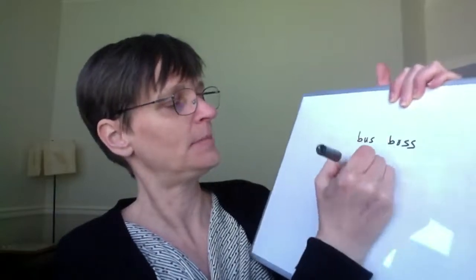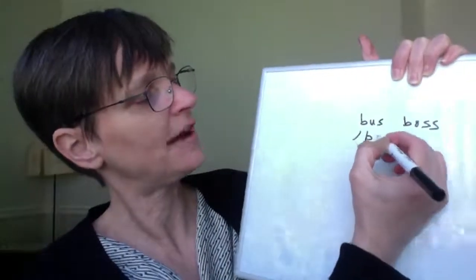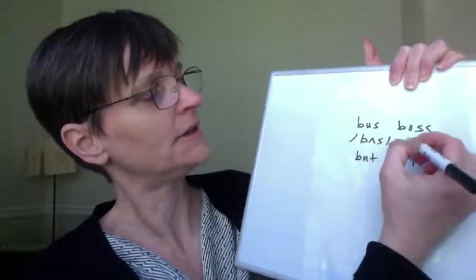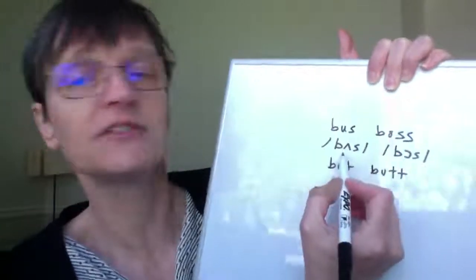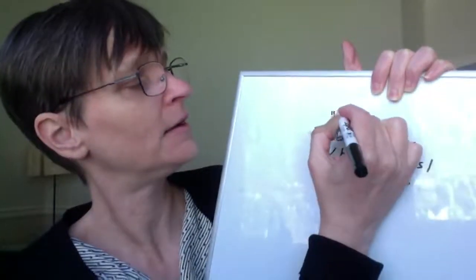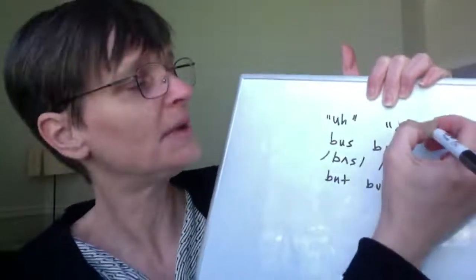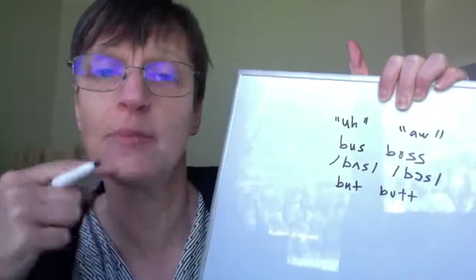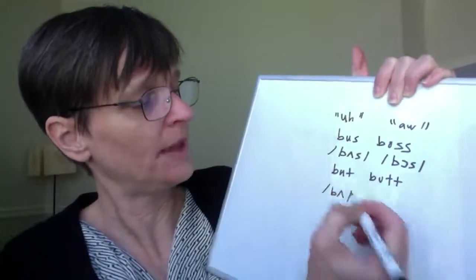Bus, boss, but, and but. So bus is vowel schwa and an S, and boss is vowel ah and an S. So the difference there is an uh sound, like bus, and an ah sound, boss. The main difference between bus and boss is that with boss, I have lip rounding. And then but is also vowel schwa with a T.